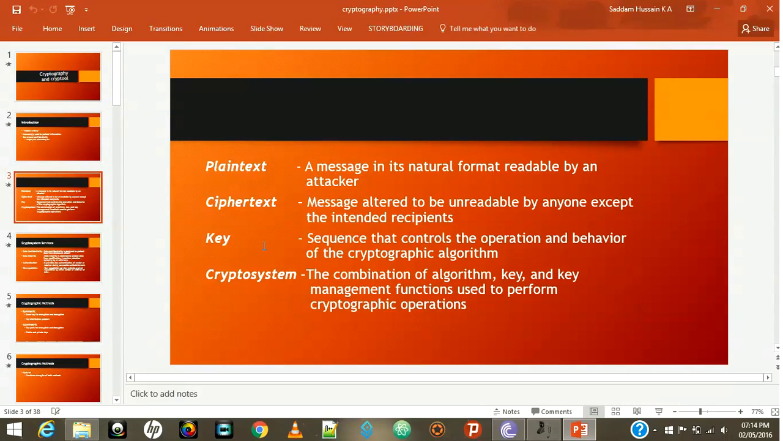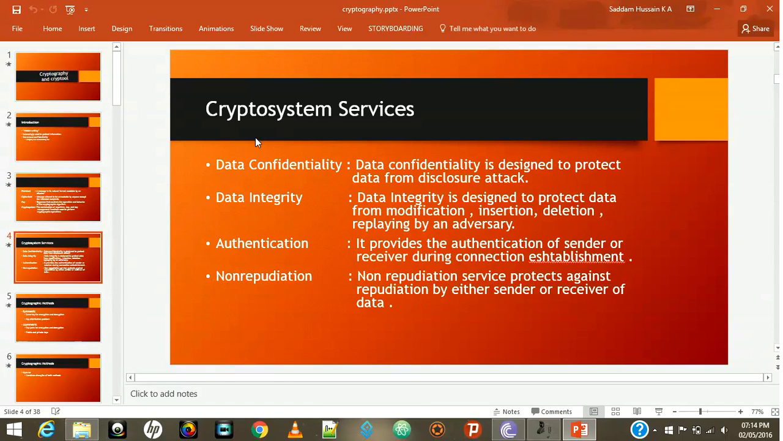Then we have key. What is the key? A key is the sequence that controls the operation and behavior of the cryptographic algorithm. That is, this key is used for the encryption and decryption algorithms. Then we have crypto system. A crypto system is nothing but the combination of algorithm and key management functions used to perform some cryptographic operations.